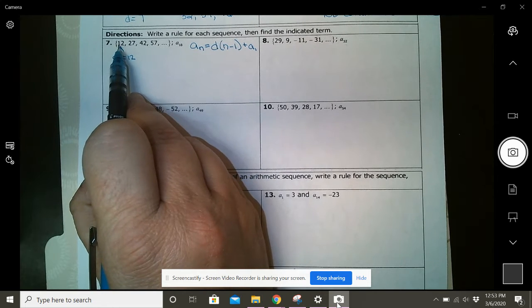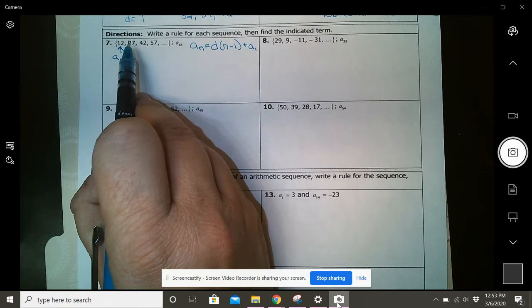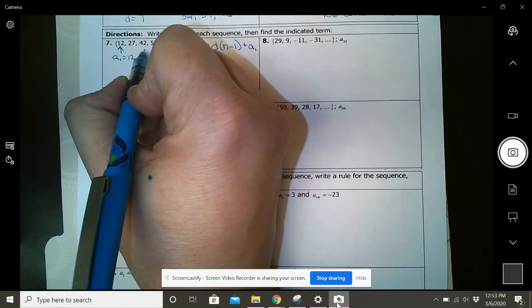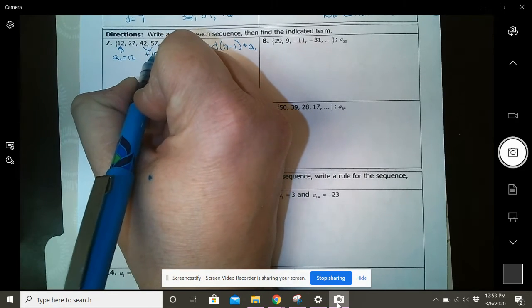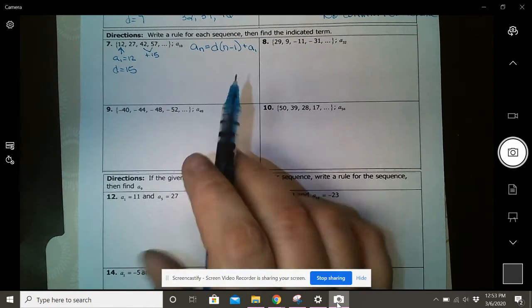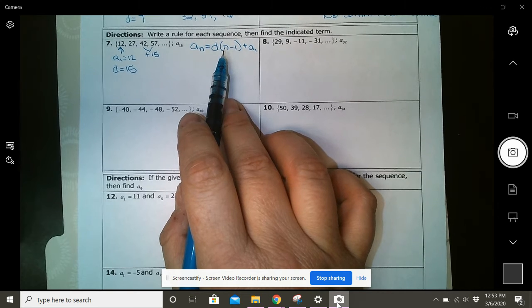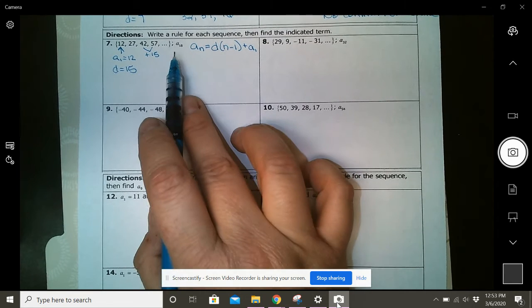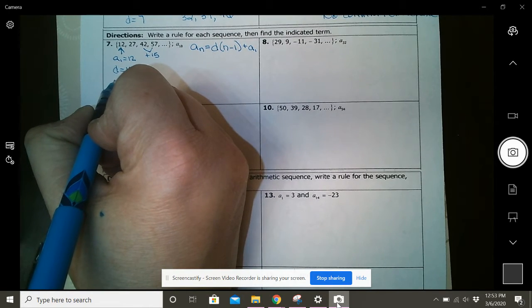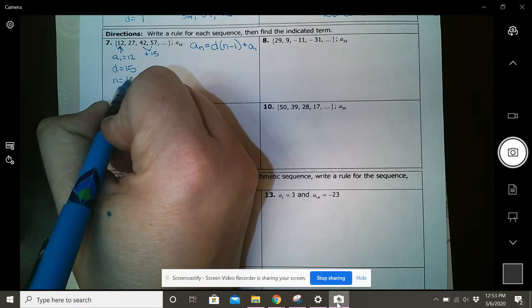So let's see, to get from 12 to 27, or from 27 to 42, or from 42 to 57, we're going to be adding 15 each time. So our common difference is going to be 15. The n in this formula is in the directions. It's telling us we need to find the 18th term. So I will be solving for an n value of 18.